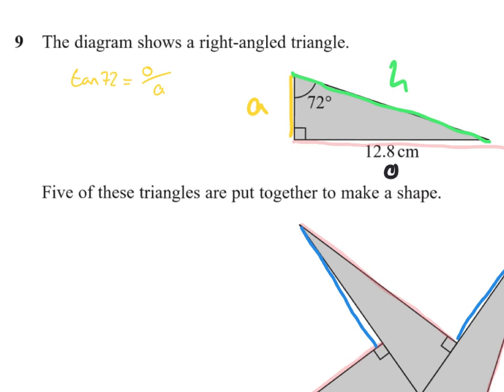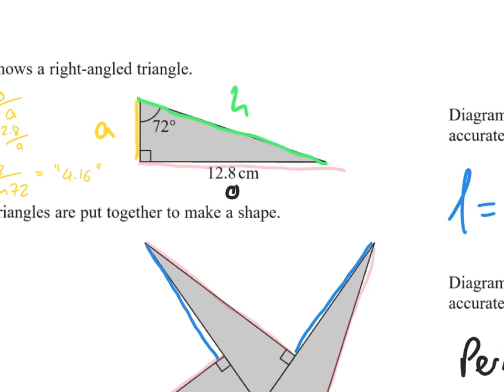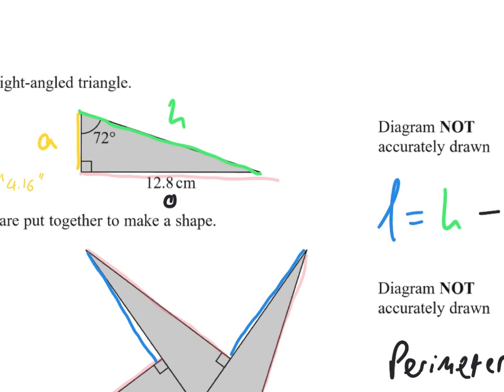If we're trying to find the adjacent side to 72 degrees, we are going to use tan because we know what the opposite side is. We get tan of 72 equals O over A, which is 12.8 over A. Now when our unknown is in the denominator, we can just swap tan 72 with A to find out the length. 4.16 roughly. But it's important that we've written down how we found that number because we need the exact answer later.